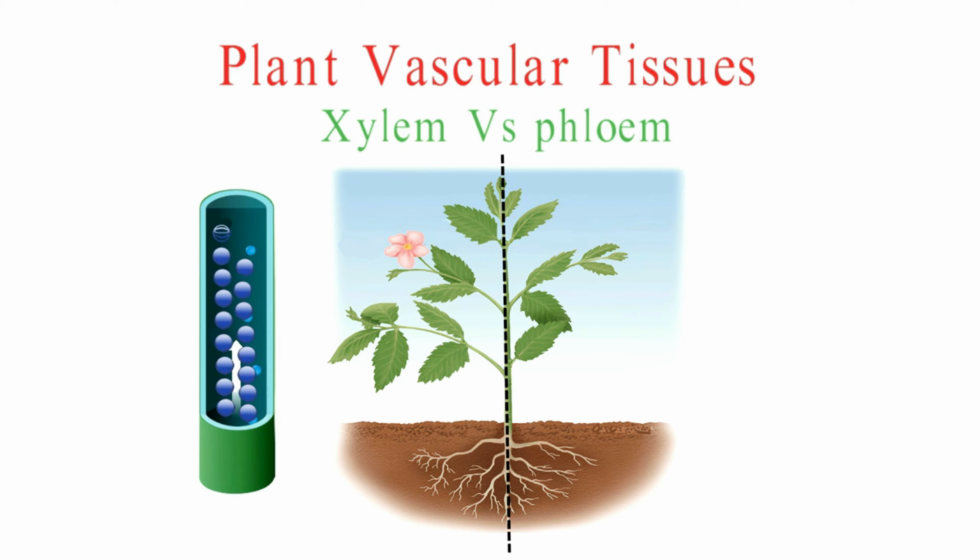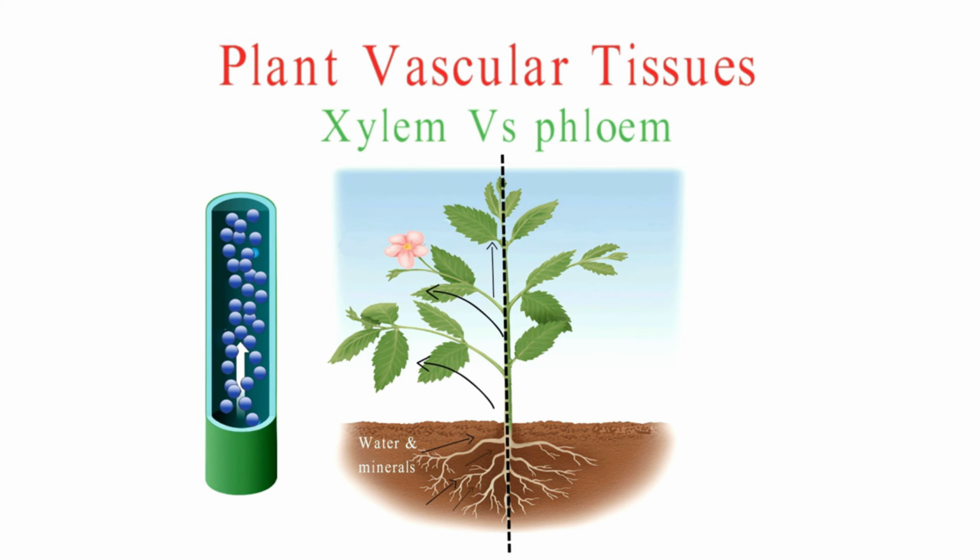Xylem is like the plant's water highway. It primarily transports water and minerals from the roots to the rest of the plant. These tissues are made up of dead cells with lignin walls, creating a sturdy and rigid structure. This structural feature helps support the plant.